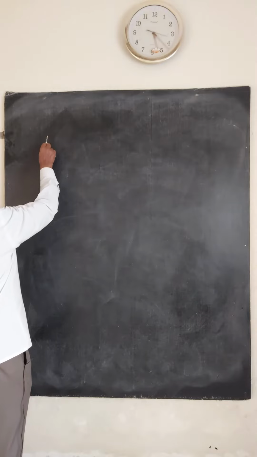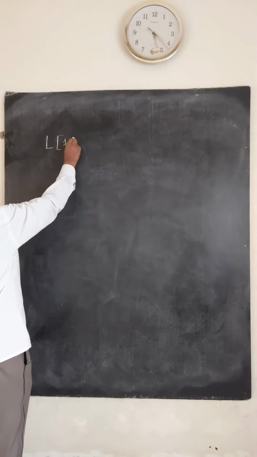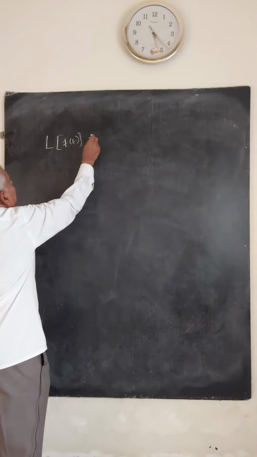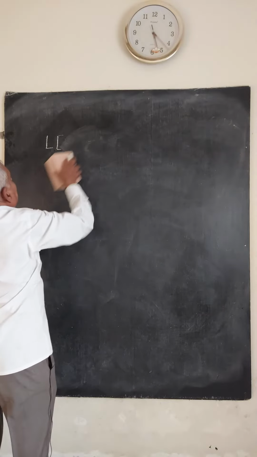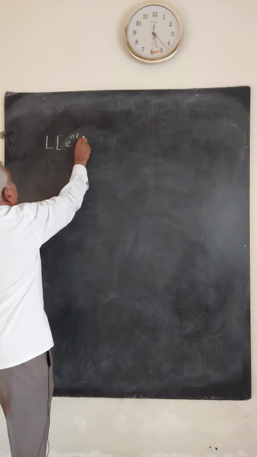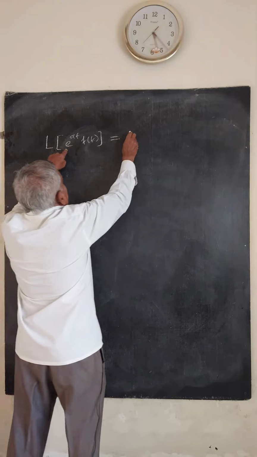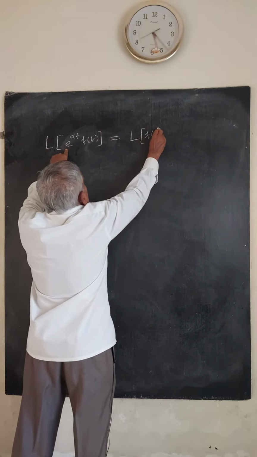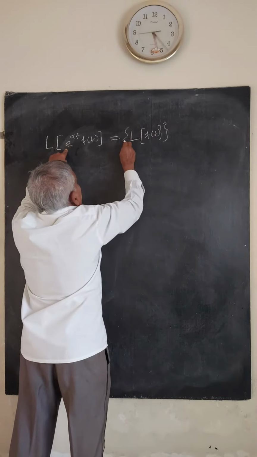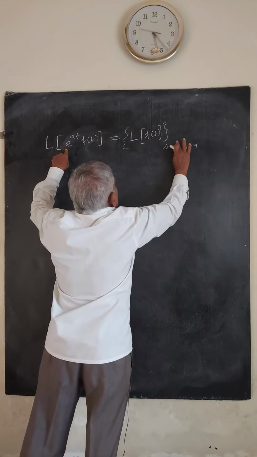some other applications. First, we are going to see the shifting formula or shifting theorem. Somebody may call this the first shifting theorem. L of e power a t f of t: if you remove e power a t, L of f of t is changed into s minus a.